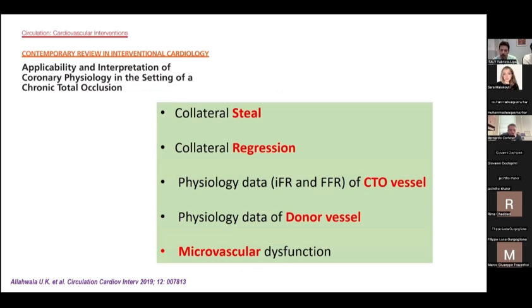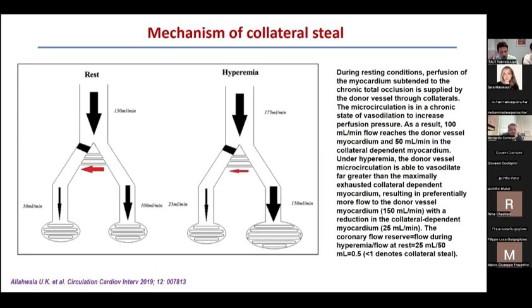We introduced the concept of pure physiology data provided by iFR and FFR, but we need to distinguish whether we want to check iFR or FFR in the CTO vessel or the donor vessel, two completely different things, okay? And the microvascular dysfunction. For the mechanism of collateral steal, we have this mechanism.